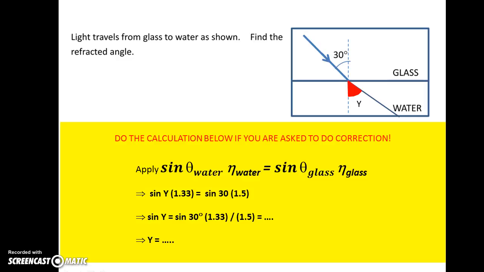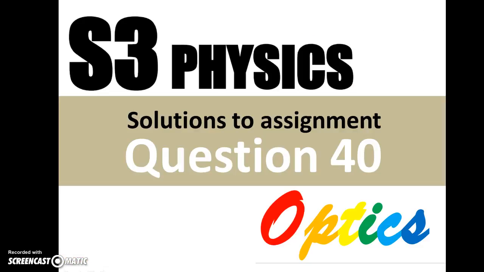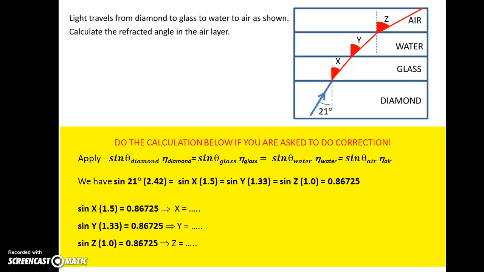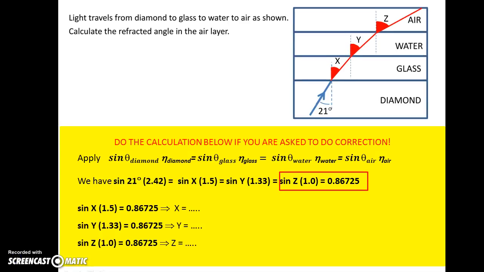This is a similar question without a layer of air, and still you can find the refracted angle y similarly. Now, what if there are more layers? You can set up a similar equation, and for each layer, it gives the same constant 0.86725. And if you want to find the angle z, you may just look at the very last part of the equation, and you may find it directly.